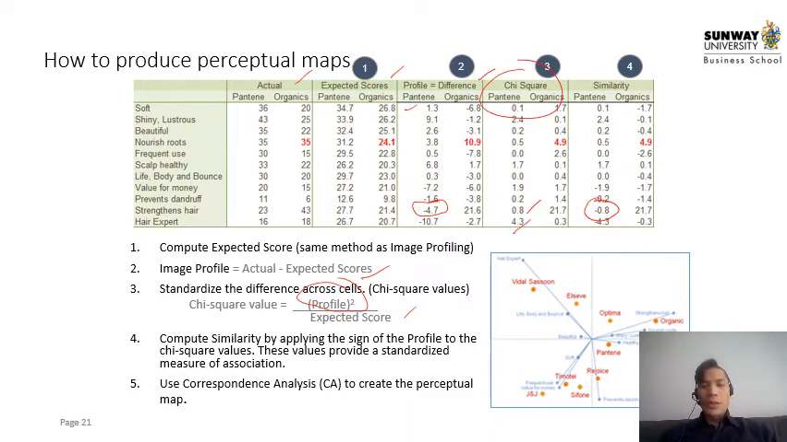Now, if you were to put a 0.8 there, you notice that in terms of strengthened hair, the correspondence analysis, or we call it the perceptual mapping, it's right below the origin. It is below the strengthened hair origin, right? So that's where you see Pantene in the correspondence analysis. Of course, we use SPSS to help us create this, but you just need to understand how the data is actually used to create this perceptual mapping.